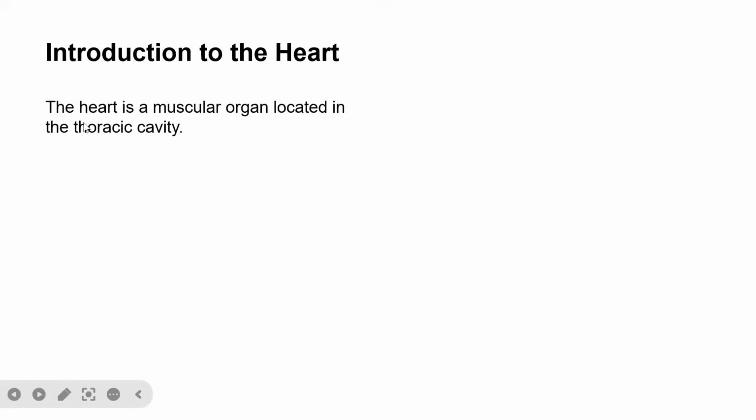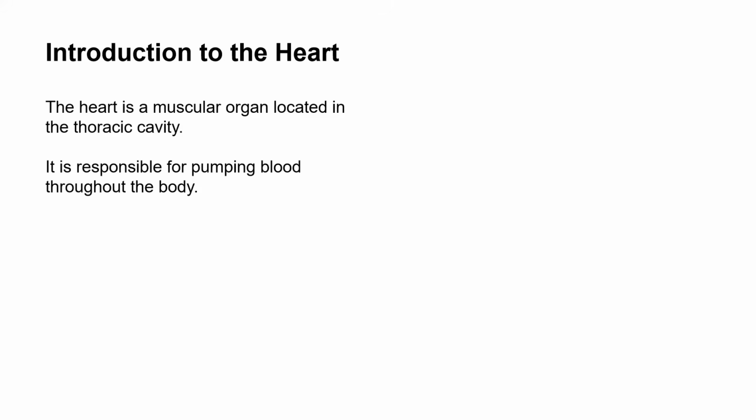Okay, you are welcome. In this video, we are going to look at the concept of anatomy of the heart. Introduction to the heart. The heart is a muscular organ located in the thoracic cavity. The thoracic cavity is made up of bones found in the chest. So usually the heart is found in the thoracic cavity of the chest. And the major function of the heart in the body is pumping blood throughout the body.